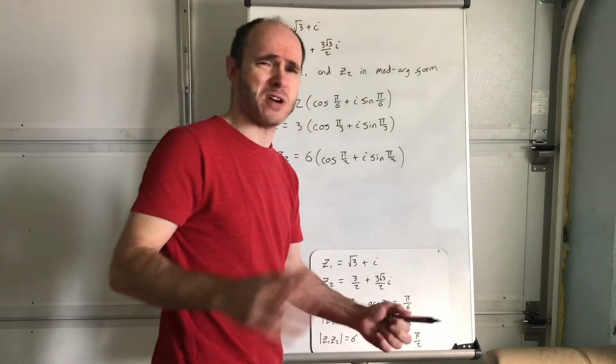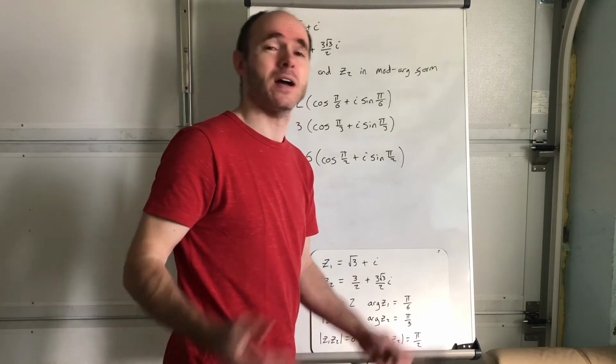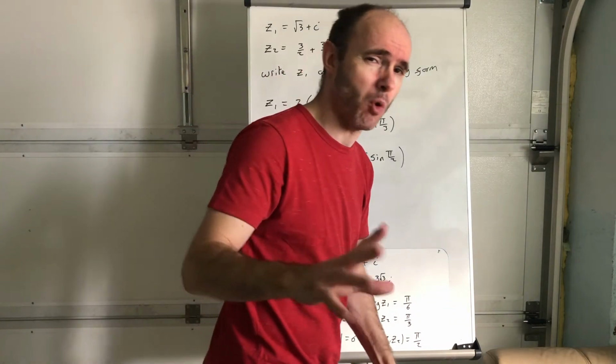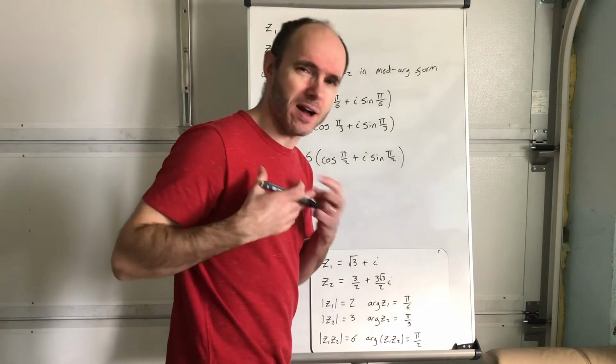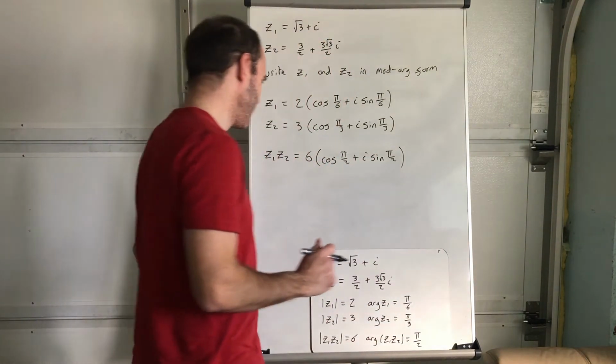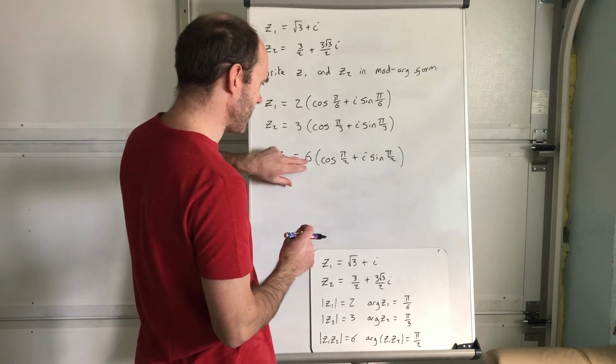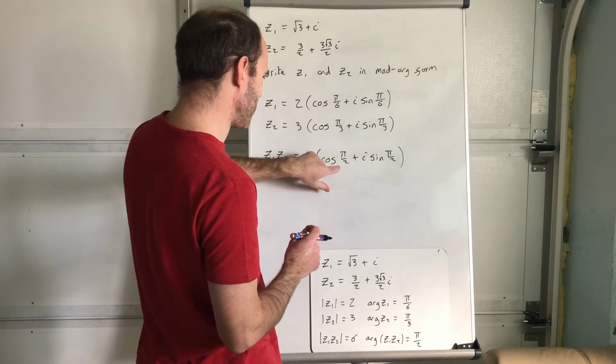Please don't call it the Brown conjecture because it's not mine. Far greater mathematicians than me came up with this. I'm just explaining it for you. Although I say my conjecture, it's not really mine, is it? So that's what I'm saying: you multiply the moduli together, you get this, and you add the arguments together, you get that.